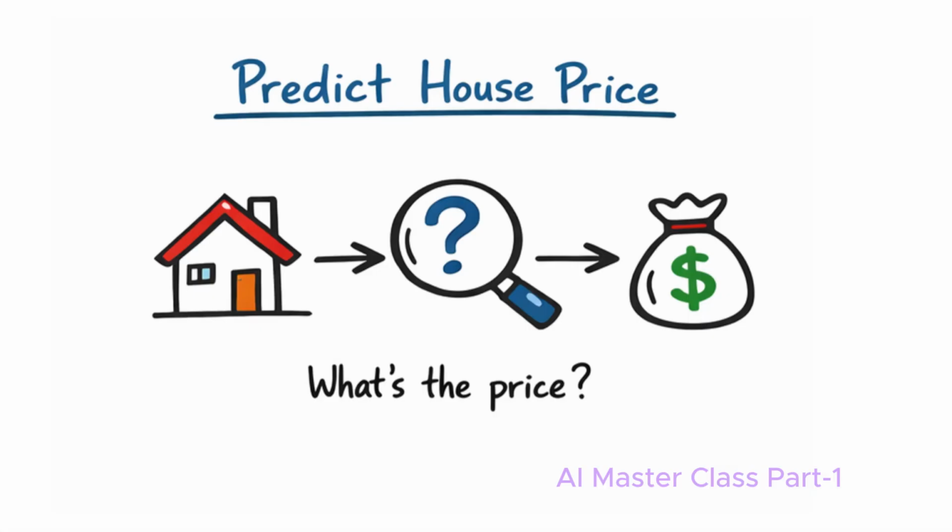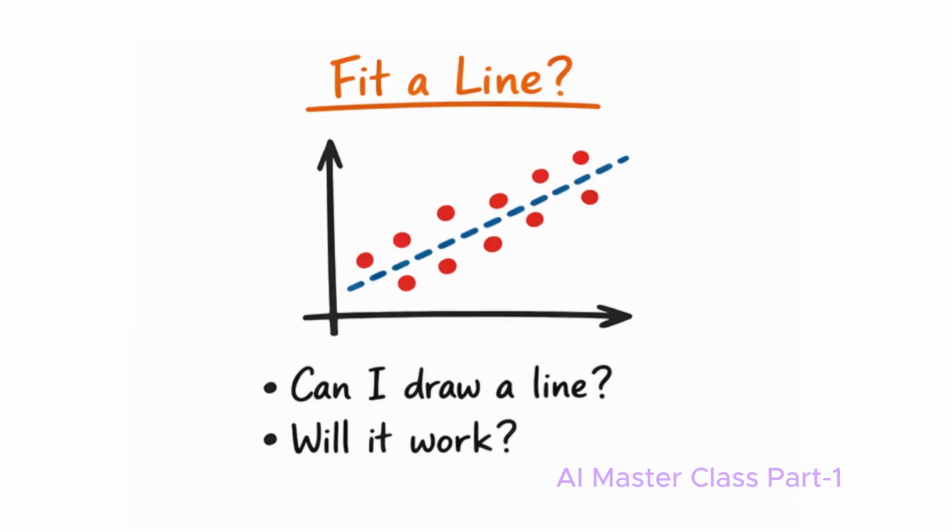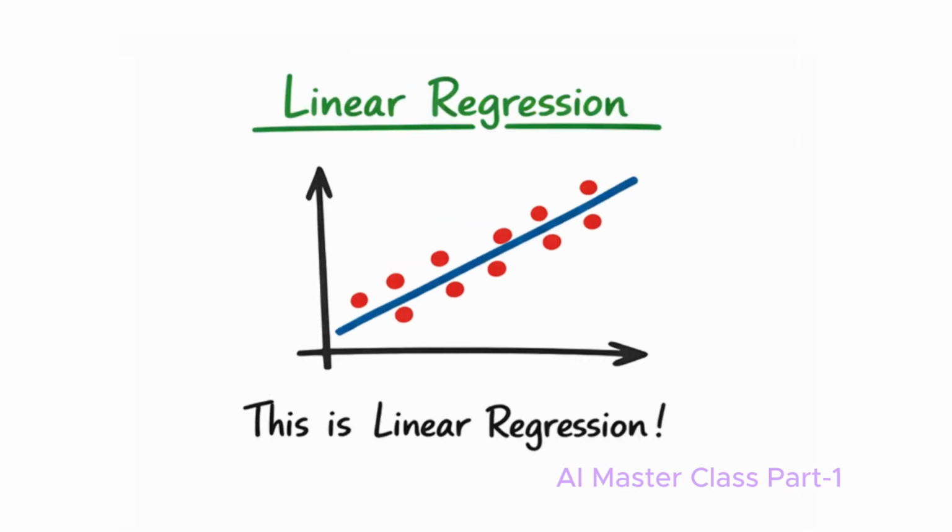Suppose you are working in a real estate company and your job is to predict the price of a house. Now you look at the data and you notice one very basic pattern. As the area of the house increases, the price also increases. So naturally, your mind tries to connect these two things. You think, can I draw a line that can represent this relationship? That is exactly where linear regression starts.